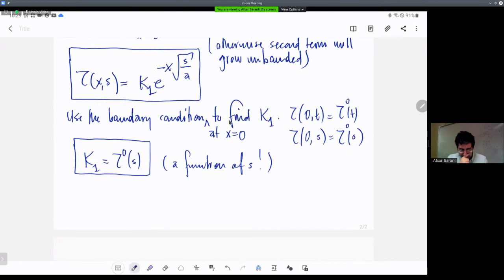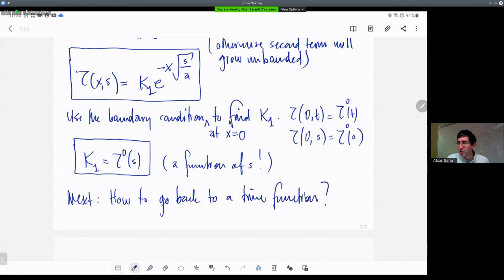Okay. So, I guess that's a good point to have a break. And then after the break, we will find the time function. Okay. So next, how to go back to a time function. You see that we already have the solution in the Laplace domain, because as a function of s, we have what the delta variable temperature is.